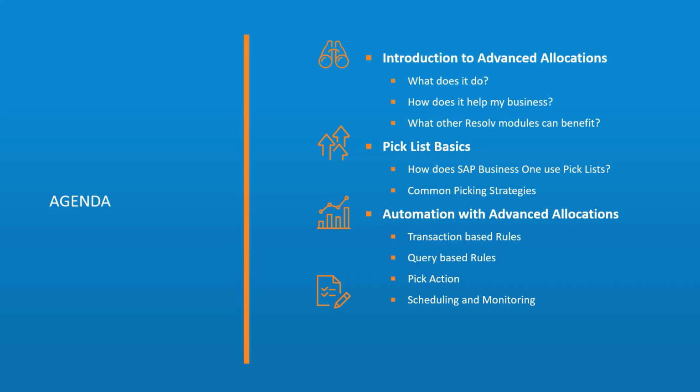In this video, we will cover an introduction to advanced allocations, including how it can provide immediate help to your business. And although every Resolv module can be individually licensed and run independently, we'll discuss how advanced allocation complements other Resolv modules to build a complete, robust, and embedded solution for SAP Business One. We'll also introduce some pick list basics to help explain strategies and techniques being used to improve warehouse workflow in SAP Business One. Finally, we'll show you how you can automate these processes with advanced allocations by using rule and event-based triggers and controlling when, what, and where materials should be picked.